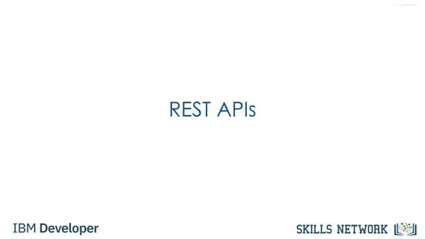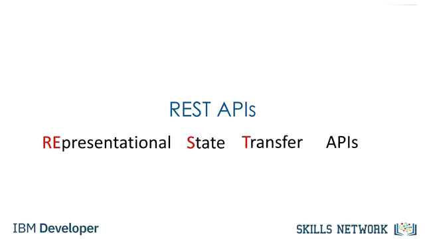REST APIs are another popular type of API. They allow you to communicate through the internet, allowing you to take advantage of resources like storage, access more data, artificial intelligent algorithms, and much more. The RE stands for representational. The S stands for state. The T stands for transfer.